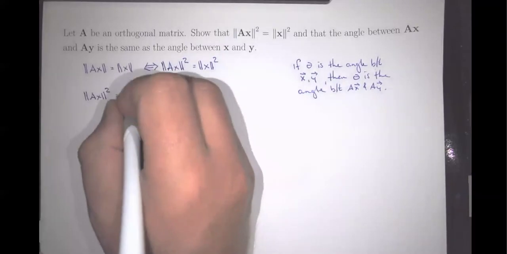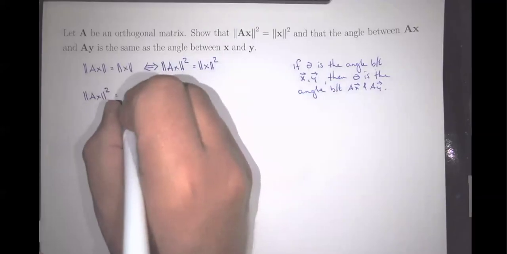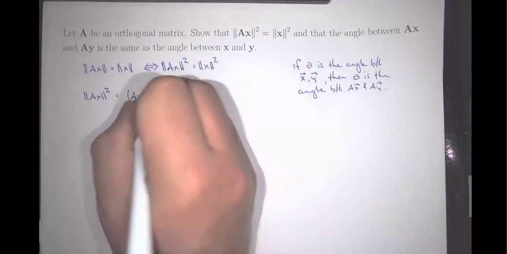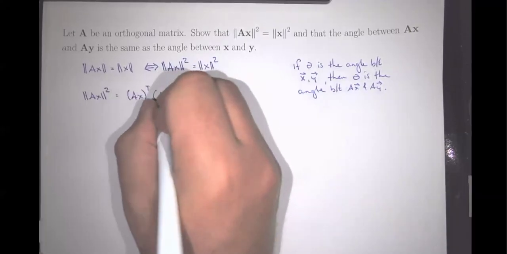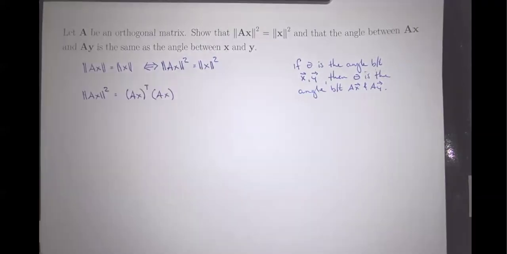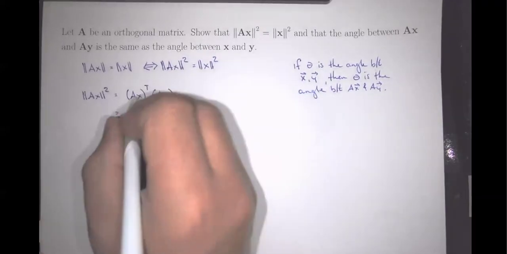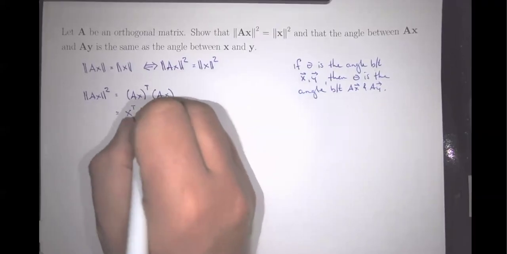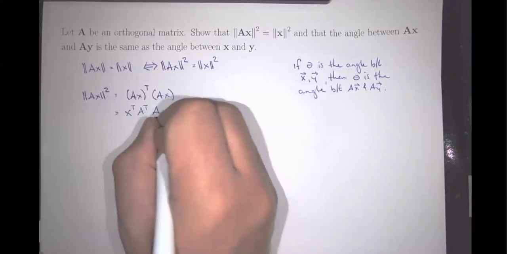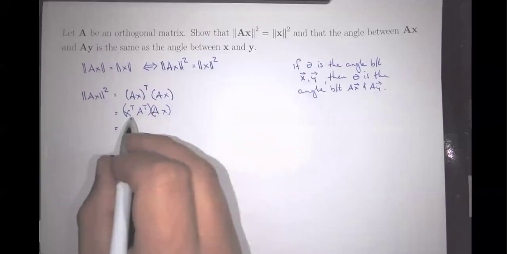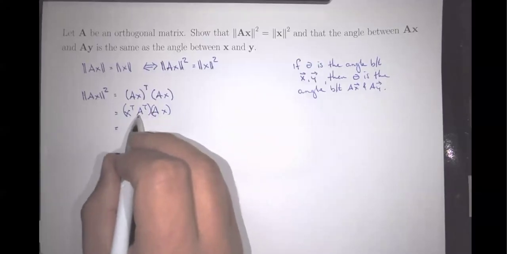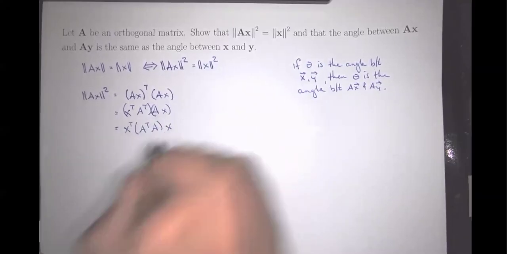So let's look at the first property, the length of AX squared. Well, this is going to be the dot product of AX with itself. So we've got AX, the transpose, times AX. And using our properties of transposes, this is going to be X transpose, A transpose, times A times X. And of course, in this multiplication we can't rearrange the order, but we can change where our brackets go. So this is X transpose, A transpose A times X.